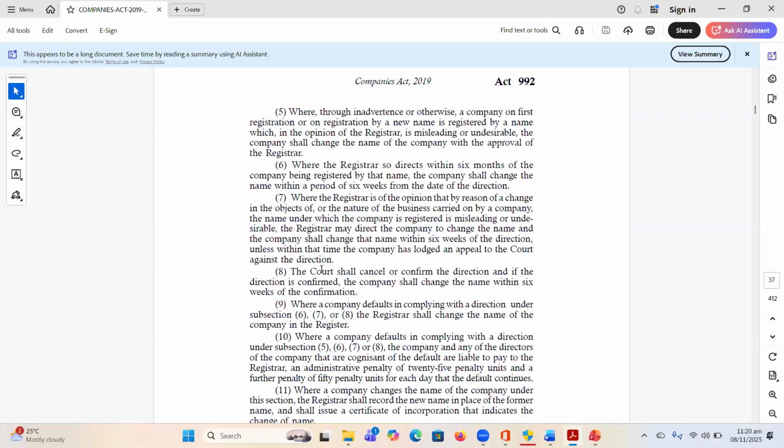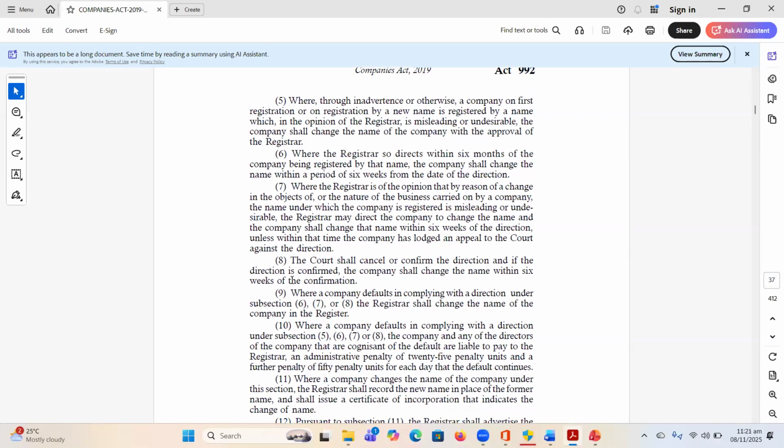But where the time elapses and you haven't complied, the registrar has the power to compulsorily change the name of the company. And the veil will also be lifted to find out those human beings in charge of the company refusing to let the company carry out the directive of the registrar. And the directors responsible who are cognizant of the default will have to be punished by being fined administrative penalties.